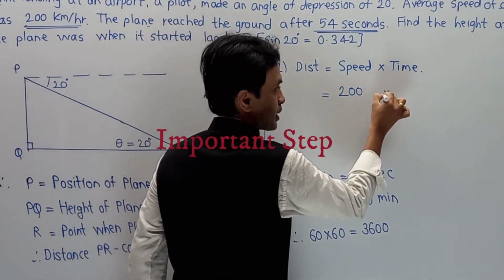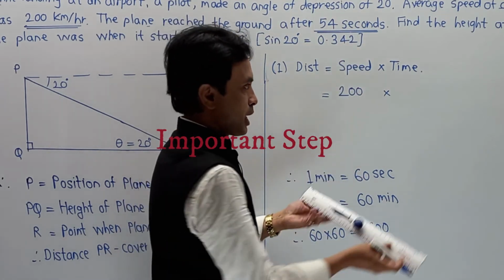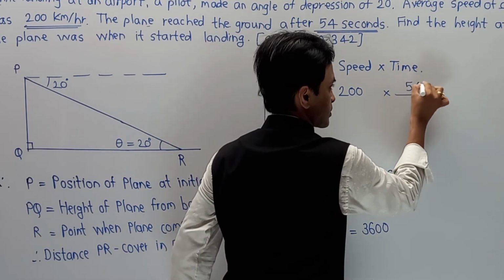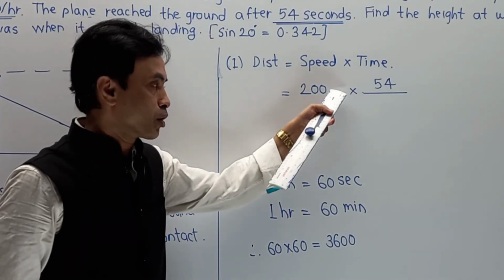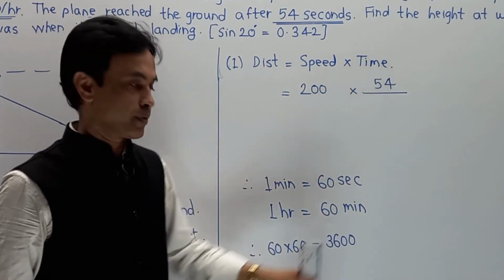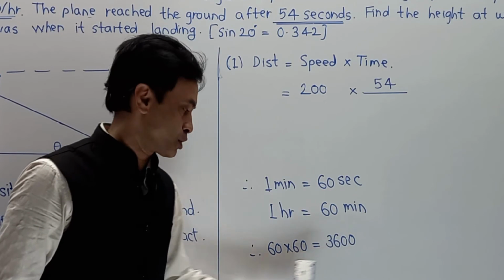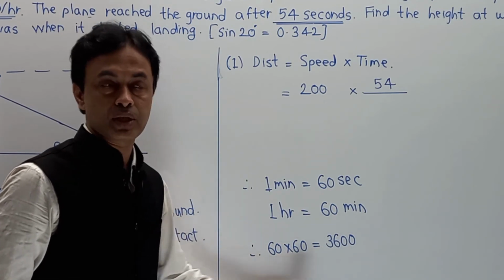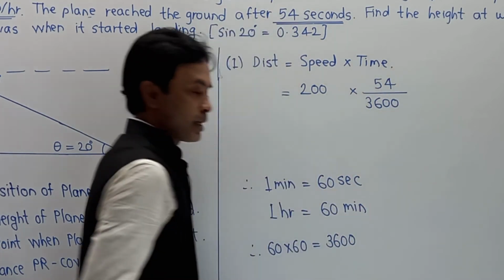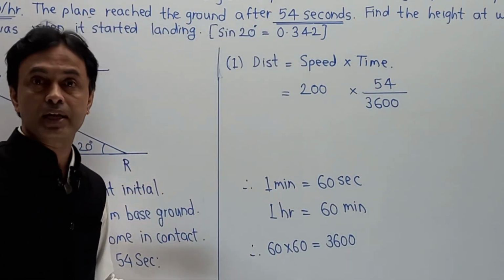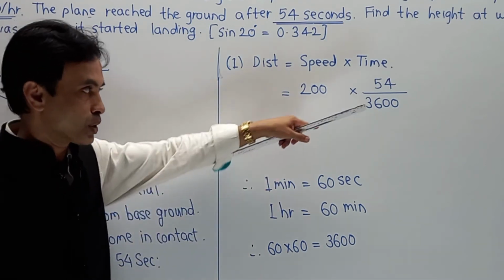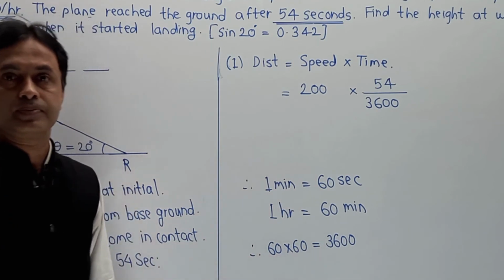So this time is actually 54 seconds, but 200 is in kilometer per hour, and I have to convert this 54 seconds also into hours. I have to divide it by 3600, or you can say 60 into 60. Remember this calculation very carefully. It's important for you. No doubt, when I solve it next, I am going to rough it.